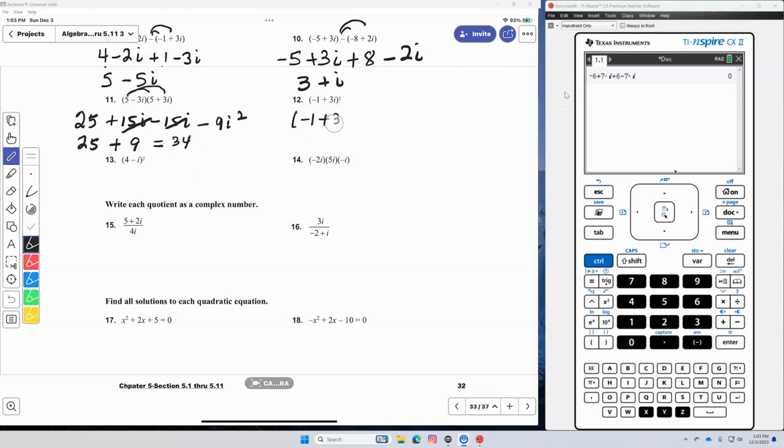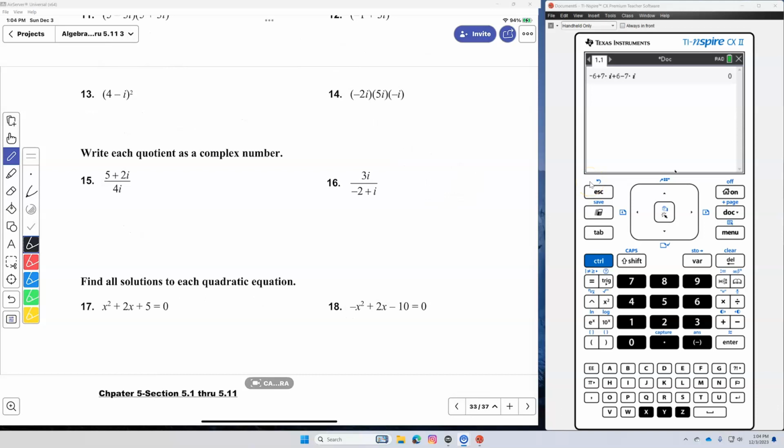Negative 1 plus 3i times negative 1 plus 3i. You're going to have to do the FOIL method. Negative 1 times negative 1 is 1. Negative 1 times 3i is negative 3i. 3i times negative 1 is negative 3i. And then 3i times 3i gives you 9i squared. So it's 1 minus 6i, because negative 3i plus negative 3i is negative 6i. And then 9 times negative 1 is negative 9. So 1 minus 9 gives you negative 8 minus 6i.